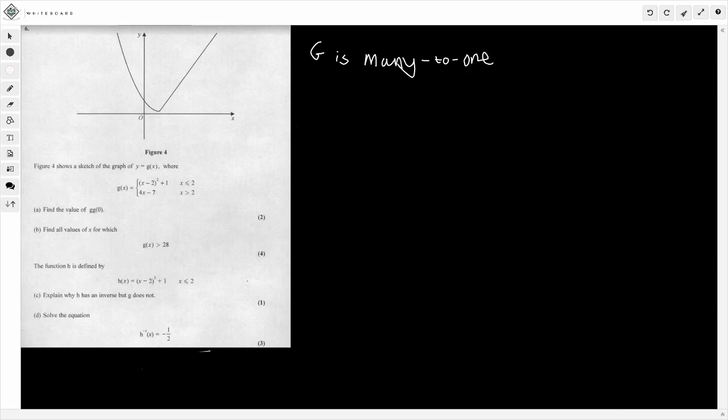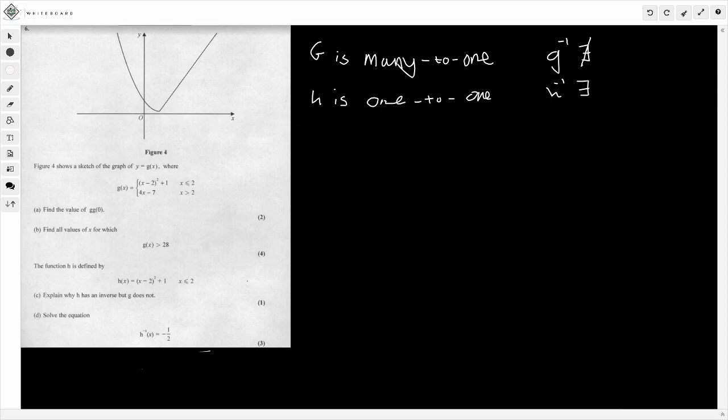What that means is that the inverse does not exist. So G inverse, I'm just going to write this shorthand, but this just means does not exist. Okay, so G inverse does not exist. But H is a one-to-one function. For H to have an inverse, it must be one-to-one. So H is one-to-one, so H inverse does exist. Like so. That's all you need to put for part C.